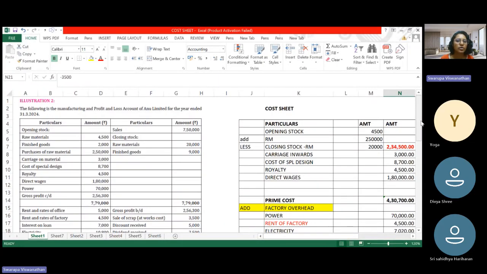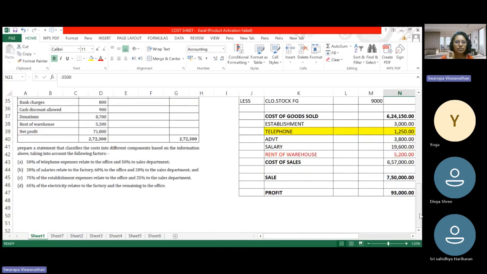So you will not miss out on any of the points, because if you miss the sale of scrap, then your profit will be wrong, your end result will be wrong. So we should ensure that we don't miss any of the items that is there in the financial P&L, and all the required items should be taken care of.